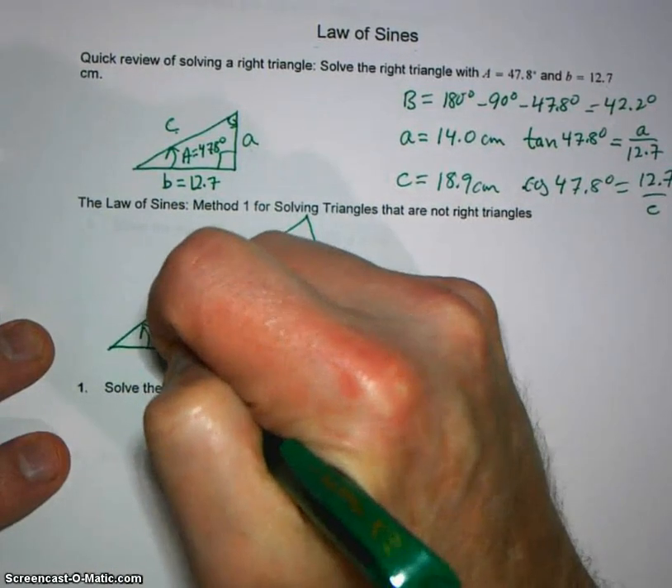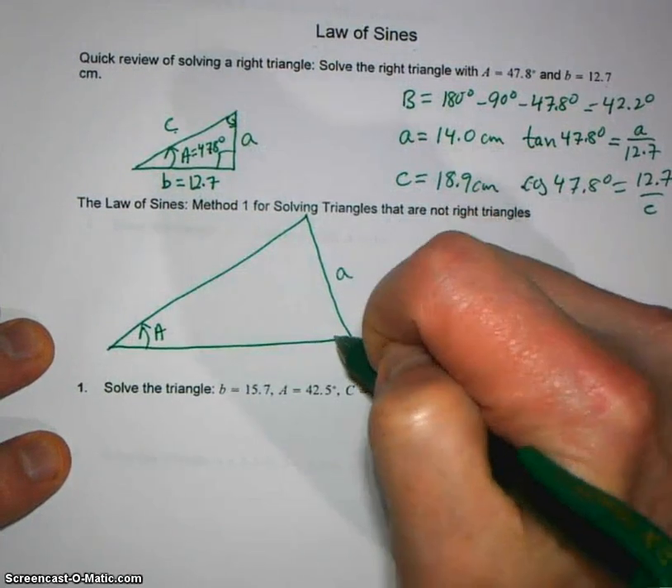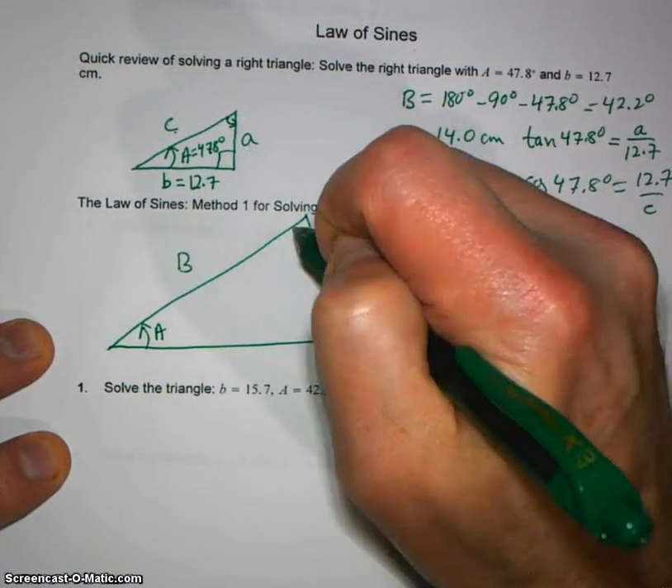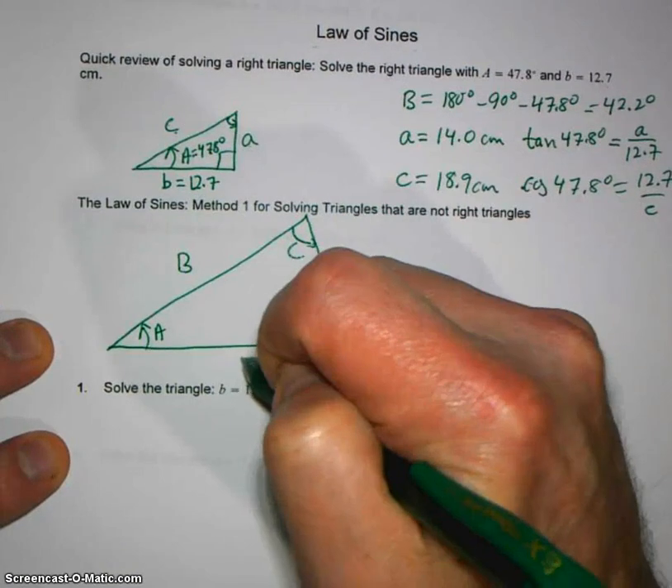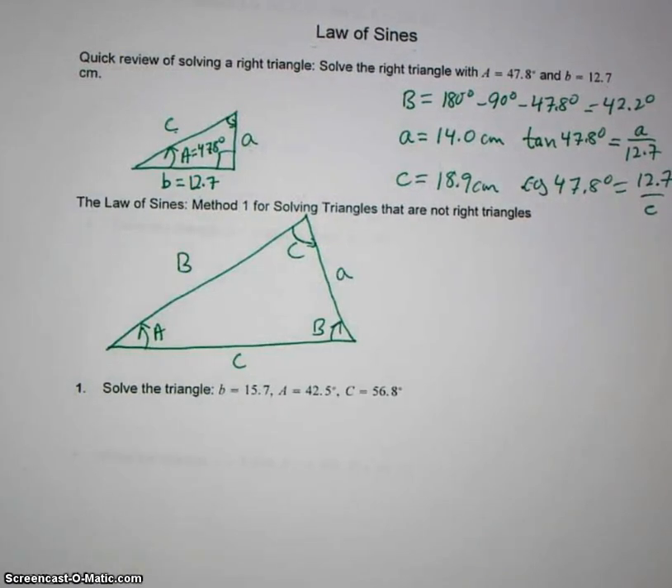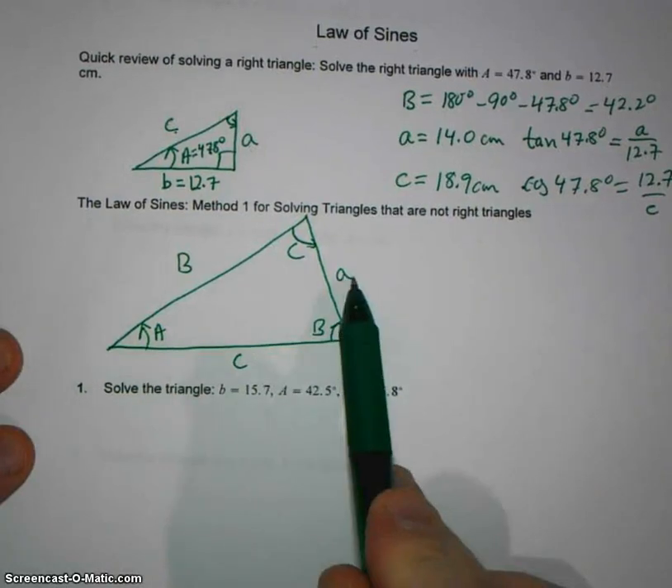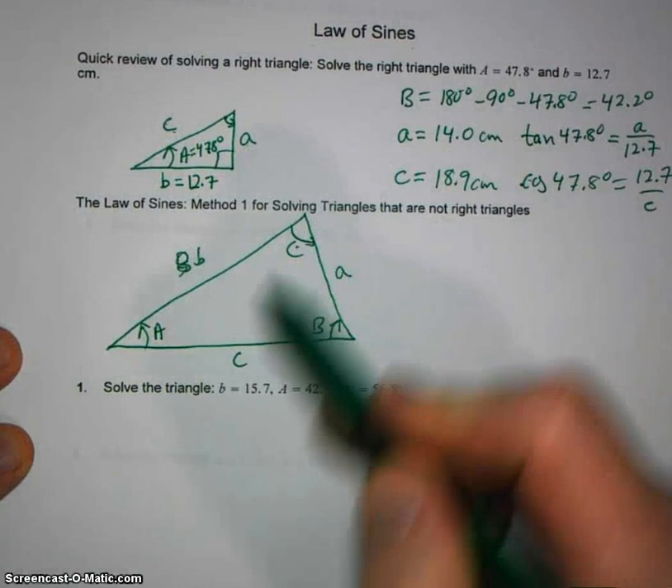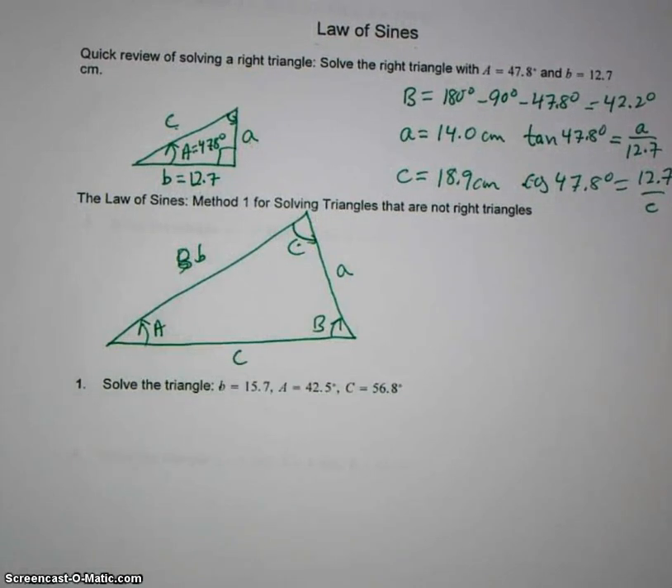So I'm going to call this angle A. This would be side A. I'll call this angle B, so this would be side B. And this would be angle C, so this would be side C. Now, the truth is, which one you call A, B, and C doesn't matter as long as you have them as opposites. Big A, little a. Big B, little b. Big C, little c. They've got to be opposites of each other.